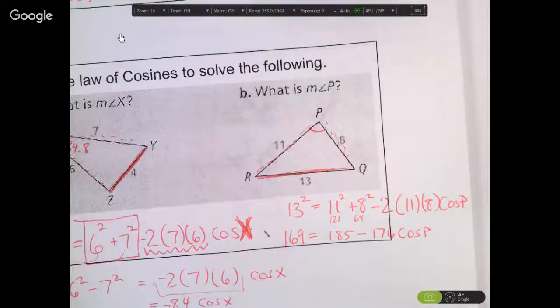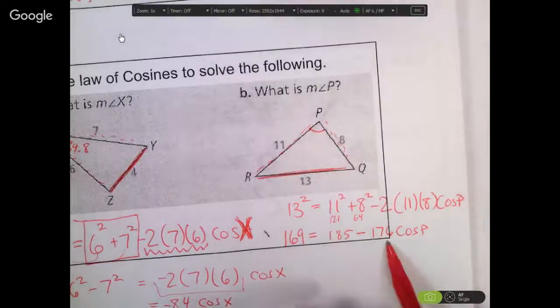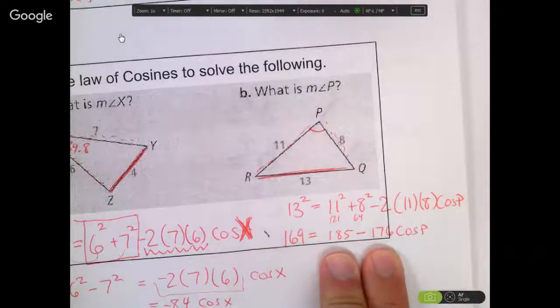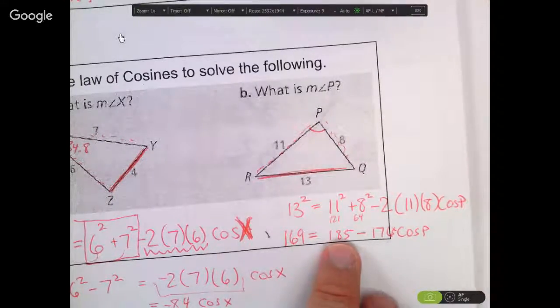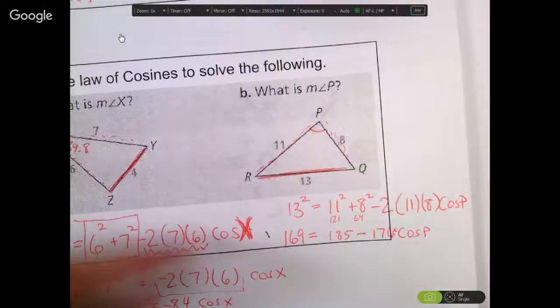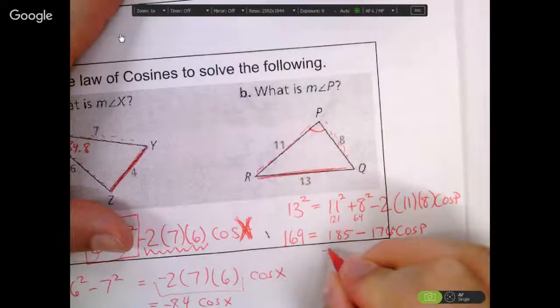What I think is a common mistake is people want to then subtract these two numbers. You are not allowed to do that. This is being multiplied by that, so it's attached to that. You got to subtract by 185. Okay, so I'm going to subtract by 185.